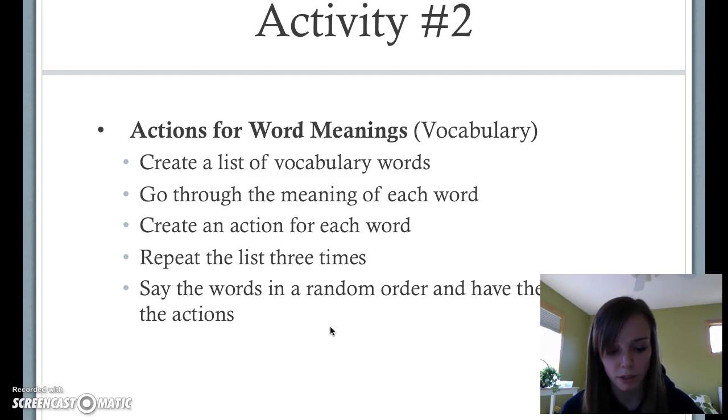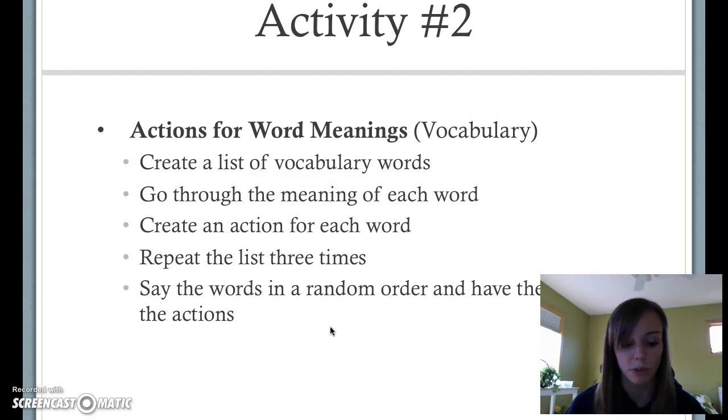So we would go through each word, and I would ask the child if he or she knew what the word means or is. And then I would create an action for each word, or I would create an action with the child. I came up with actions so that if the child didn't really know what to do or didn't have any ideas, I could help.